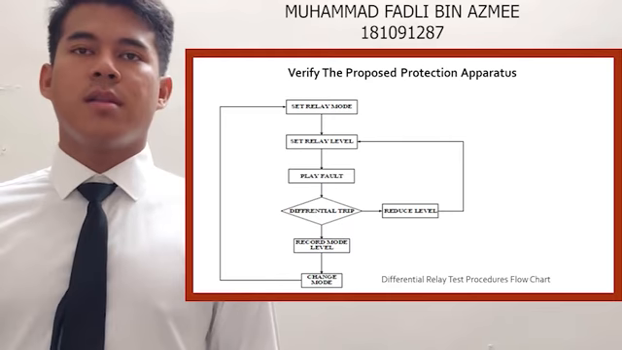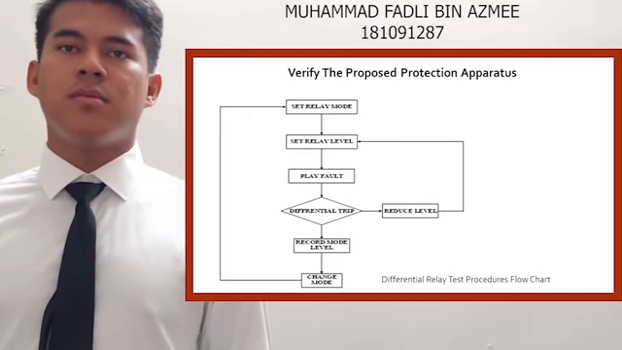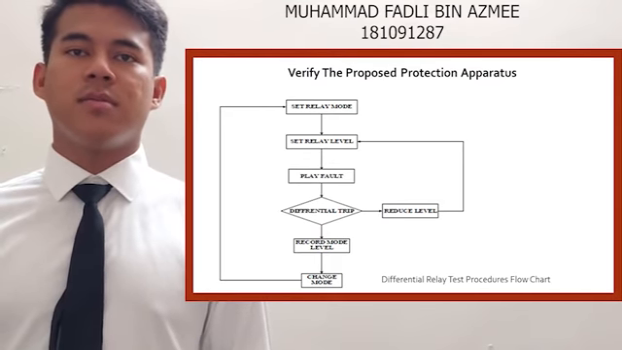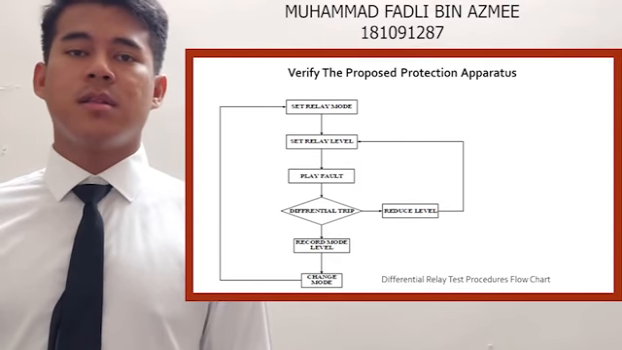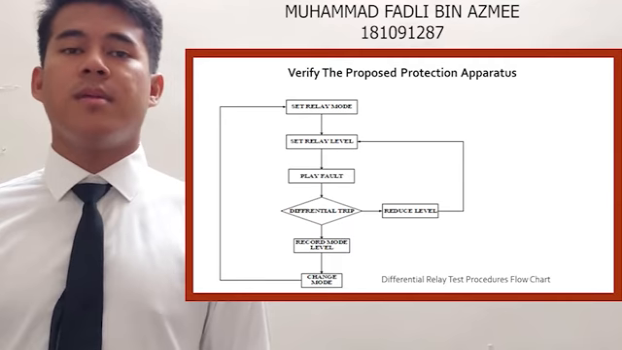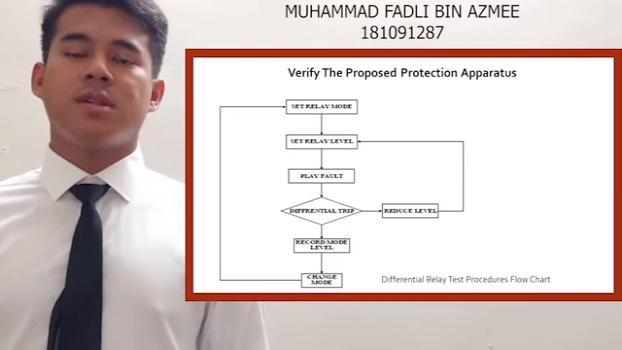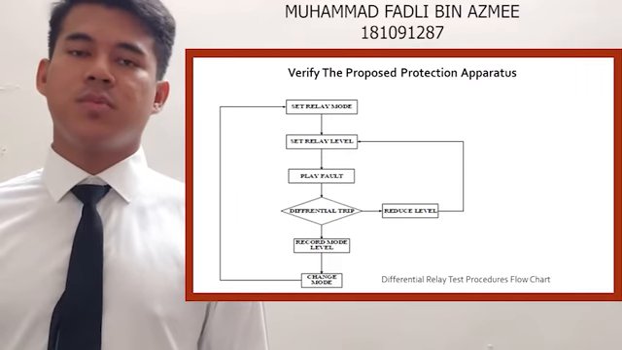For step 1, we must set relay mode. Step 2, set relay level. Step 3, play fault. When we play fault, the differential trips, we must reduce the level and repeat back the step 2. After the differential level did not trip, we must record mode level, and then the last step is change mode.